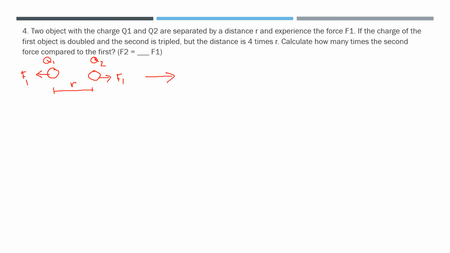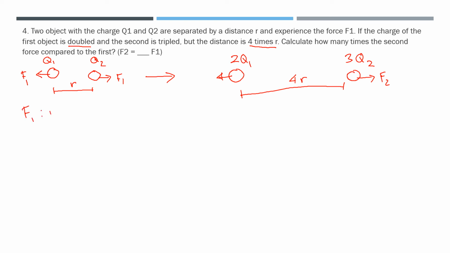Okay, and after that, it changes, right? The charge of the first is doubled, so it means 2 times, so it becomes 2Q1, and the second is tripled. Then don't forget the distance is 4 times R, so further. I assume that this becomes 4R, and the second one becomes 3 times Q2. Then how much is F2 compared to F1? So F2 is how many times F1? To solve this, I suggest you use the ratio method.